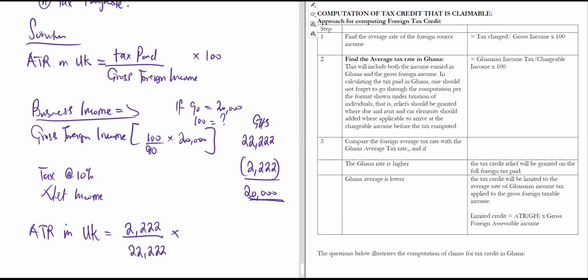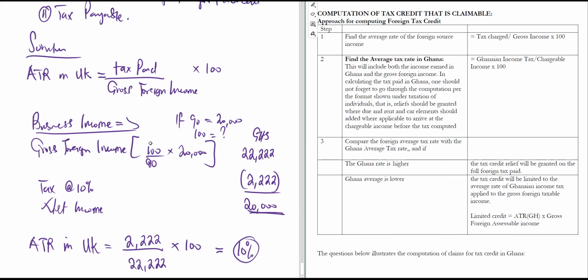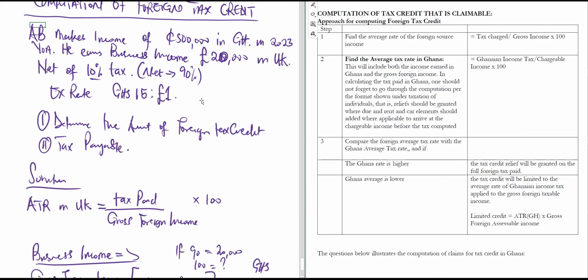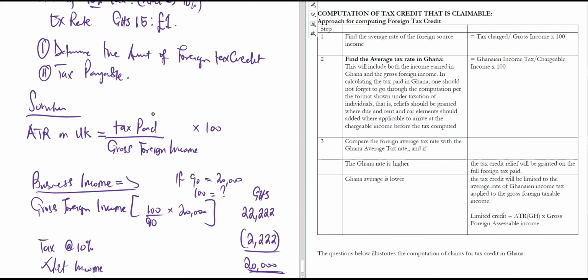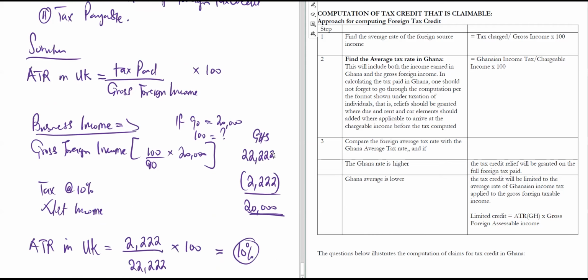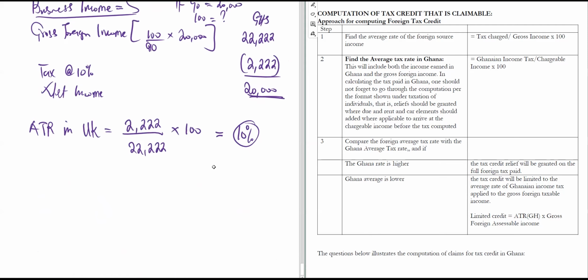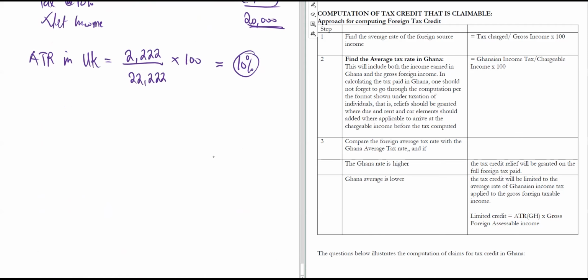Now times 100. If we put it together, we end up with 10%, right? Which is the tax which was paid in the foreign country. So you see, always gross up. I intentionally made a question like this. Most questions, yeah. But this one, you have to gross it up. So you see, we grossed it up, got the tax, and it's 10%, right? The next thing is to find what?